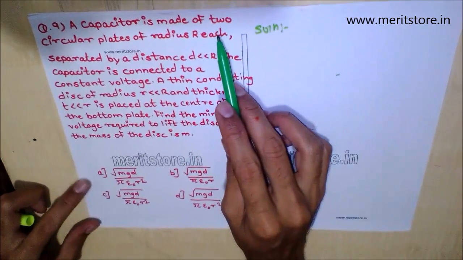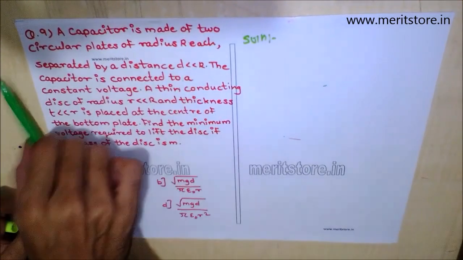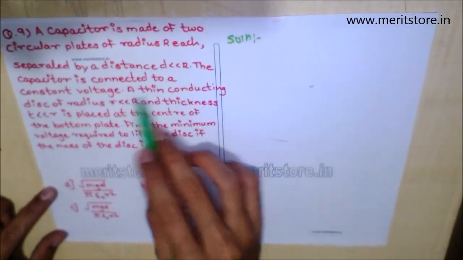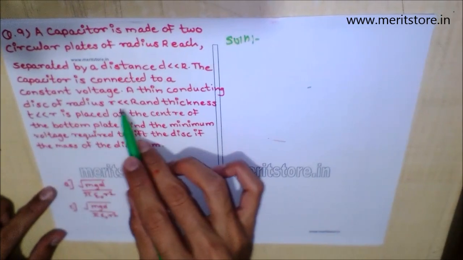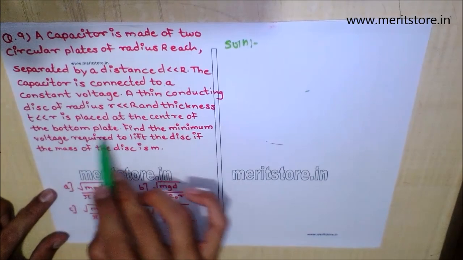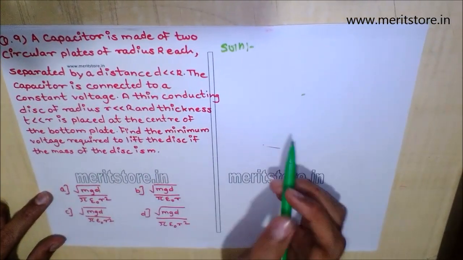A capacitor is made up of two circular plates of radius R each, separated by a distance of d less than R. The capacitor is connected to a constant voltage. A thin conducting disc of radius r less than R and thickness t less than r is placed at the center of the bottom plate. Find the minimum voltage required to lift the disc if the mass of the disc is m.